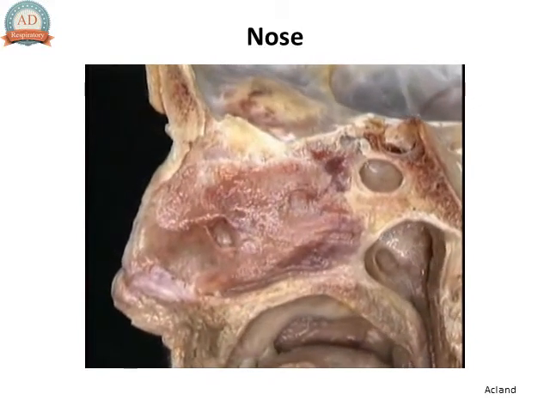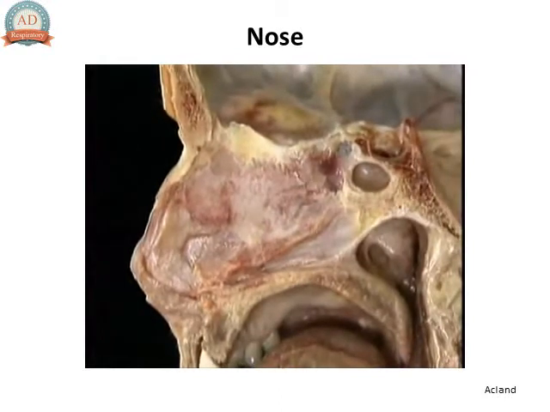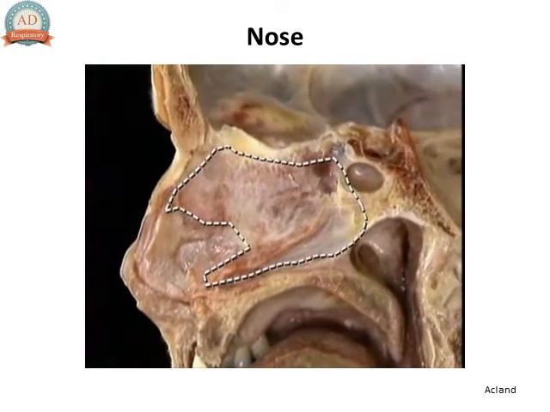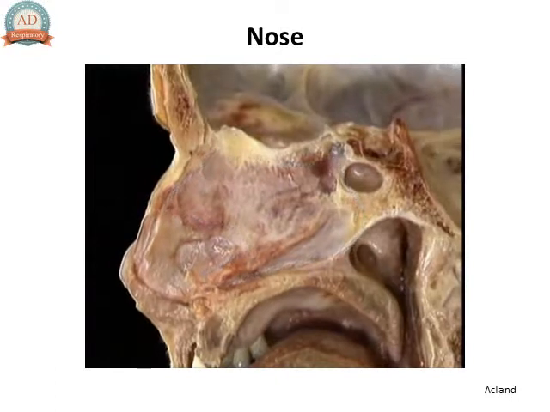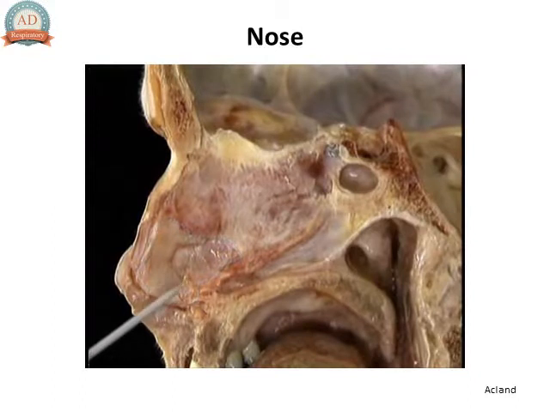Now we'll remove all the mucous membrane from the septum so that we can see the underlying cartilage and bone. This part of the septum is bone, as we've already seen. This part is formed by the septal cartilage. In this specimen, there's an unusual defect in the cartilage here.